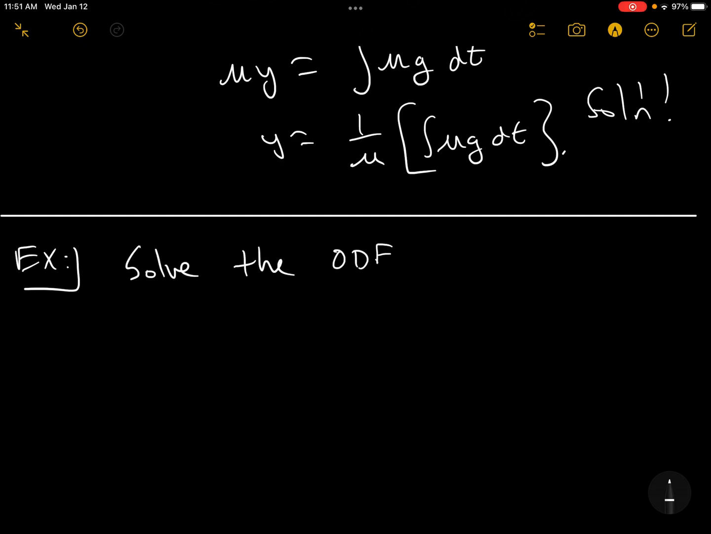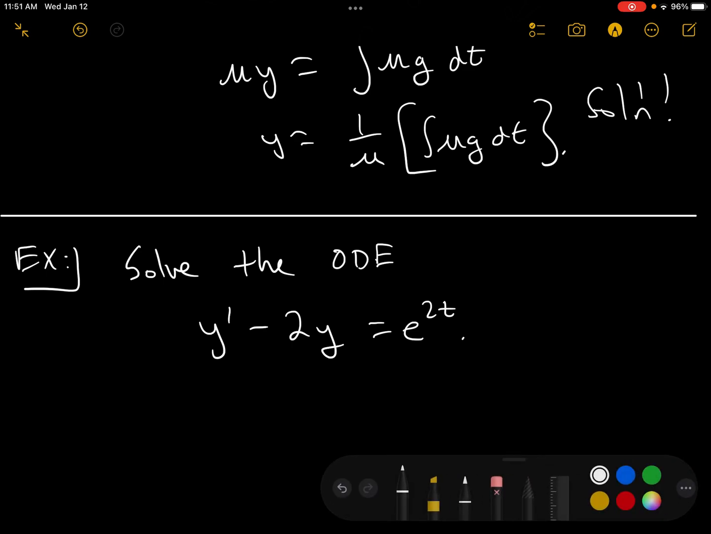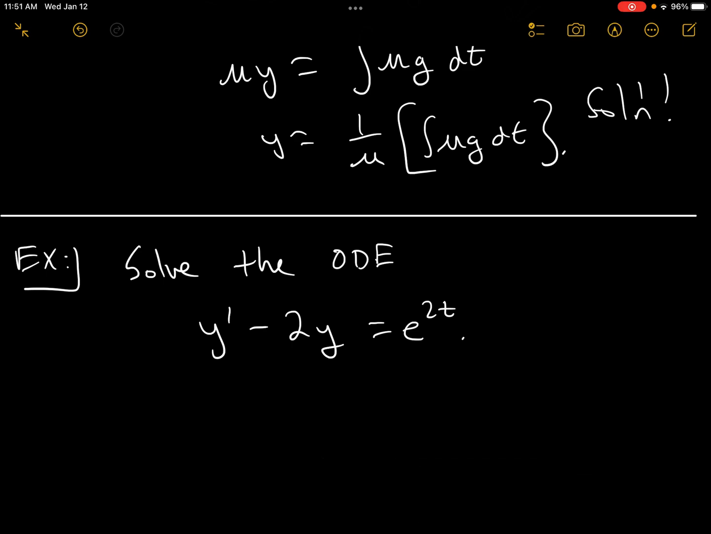Solve the ODE y prime minus 2y equals e to the 2t. And note it's already in standard form. Okay, and just so I'm crystal clear here, p of t equals -2 and g of t equals e to the 2t, right? And that's standard form from part 1.